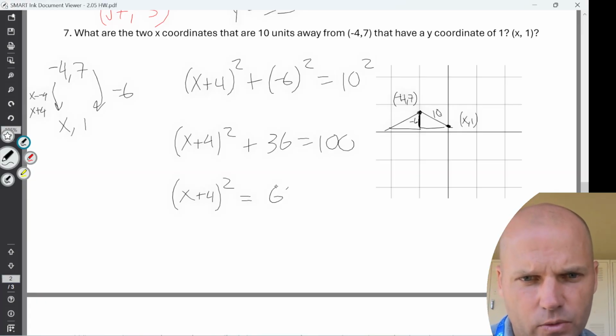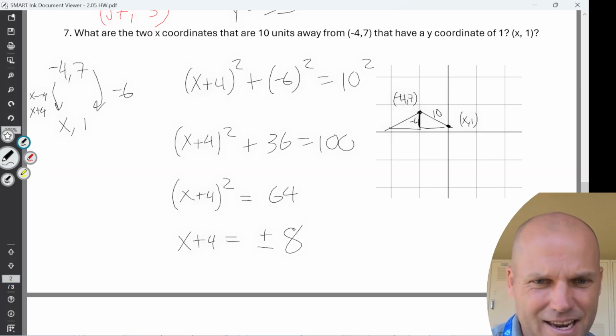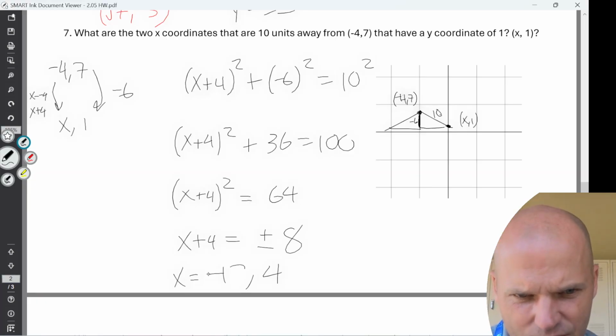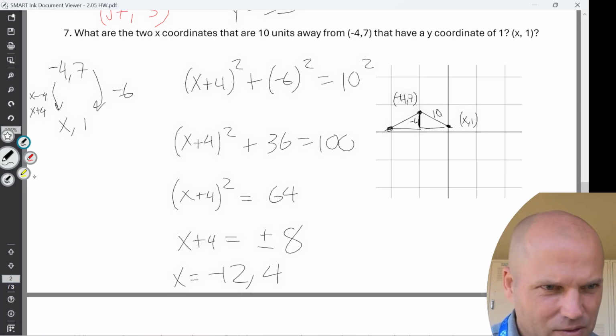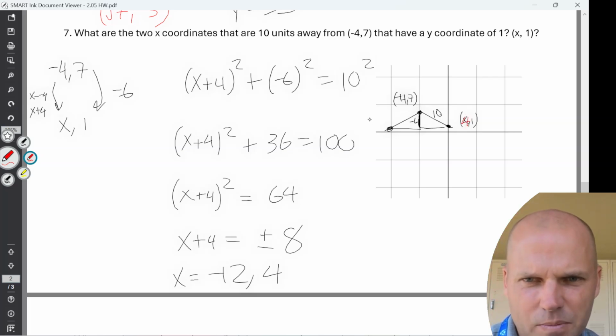(x plus 4) squared equals 64. x plus 4 could equal plus or minus 8. Subtract 4 from positive 8, we get positive 4. Subtract 4 from negative 8, we get negative 12. Now, how did that go? Did you get that x could be 4 or x could be negative 12?